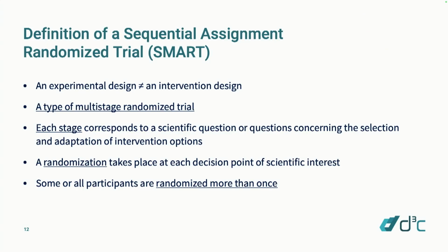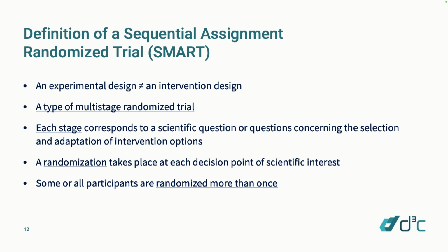An experimental design is not an intervention design. What's a SMART? It is an experimental design. Does your school teacher do a SMART? No. Do the optimizers and researchers do SMARTs? Yes. It's a type of multi-stage randomized trial. Turns out there's a few different kinds of multi-stage randomized trials that statisticians have been cooking up over many years. But it's very special because it's one in which each stage of the SMART corresponds to a critical question, a critical decision point at which you have a question.